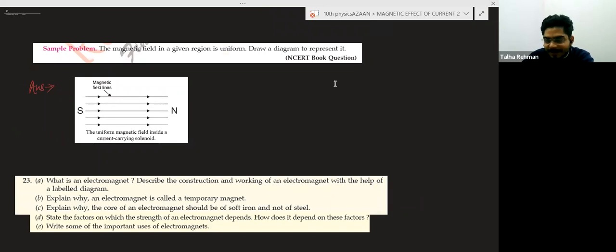Okay. Now we will see the difference between a bar magnet and an electromagnet. So basically, a bar magnet is a permanent magnet, and an electromagnet is a temporary magnet. The magnetic field due to a bar magnet is less as compared to the electromagnet.